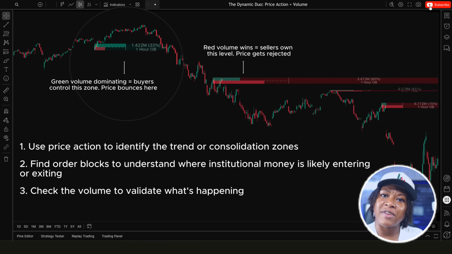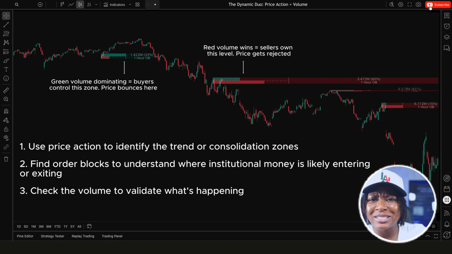Check the volume to validate what's happening. If the price is starting to get weak around an order block, and then you start to see that volume spike, more than likely institutions are the ones that are making those moves in those areas. So honestly, you have a front row seat. It's like having your own trading cheat code.